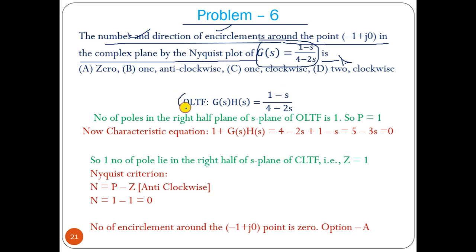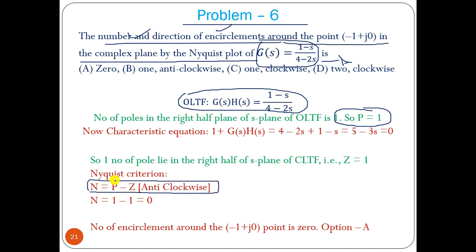So from the open loop transfer function, what we can see here, that 4 minus 2s equal to 0, so s equal to 2, so P equal to 1. We have one pole in the right half plane. Now we know the formula N = P - Z, we already got the value of P. Now we have to find Z, then we can find N. N is anti-clockwise. So for Z we have to form the characteristic equation.